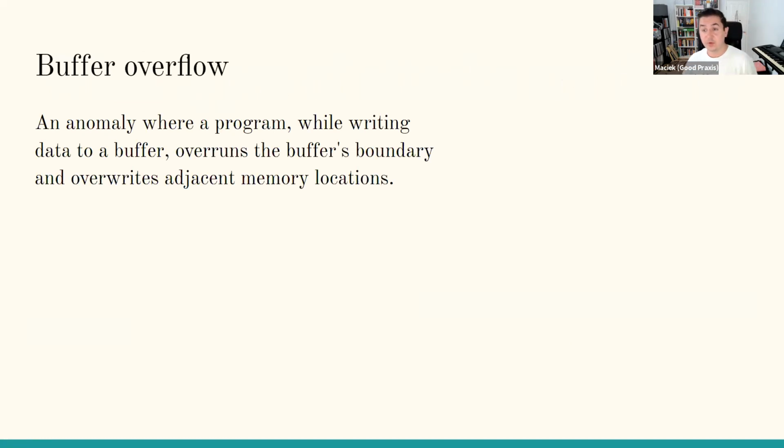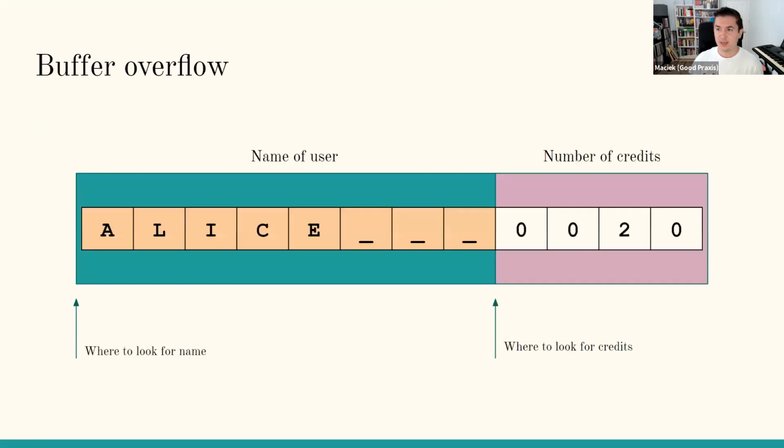Right, so first up, we're going to talk about buffer overflow. The official definition of a buffer overflow is an anomaly where a program, while writing data to a buffer, which is just a piece of memory, overruns the buffer's boundary and overwrites adjacent memory locations. This might sound a bit complicated, but I'll try to explain it in a more understandable manner.